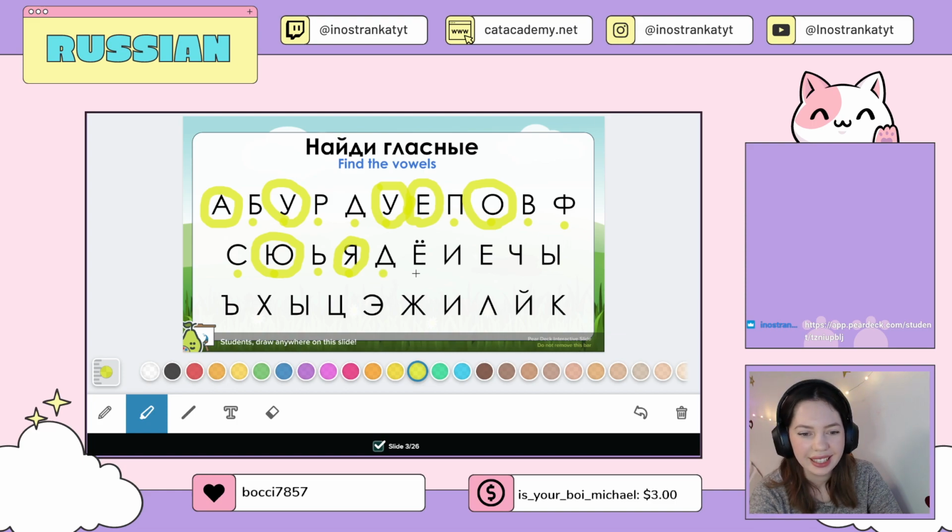Нет. Ё, ё, ё. А это гласное? Is it a vowel? Да. Да-да-да. И. What about this letter? About this буква, actually. Да, это гласная.